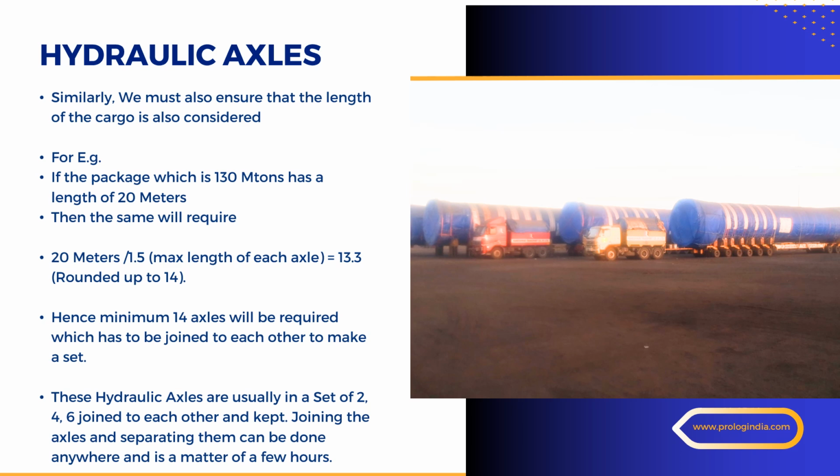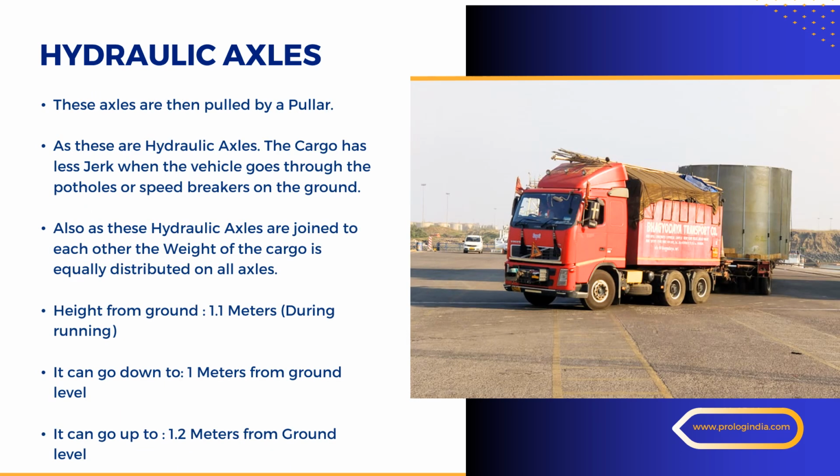These hydraulic axles are usually in a set of 2, 4, 6, that's even numbers, joined to each other and kept. Joining the axles and separating them can be done anywhere and is a matter of a few hours. These axles are pulled by a puller, which you can see in the picture. The red color, it's a puller.